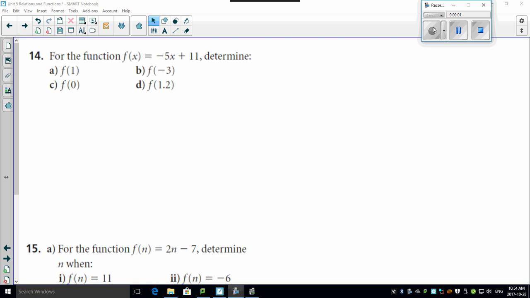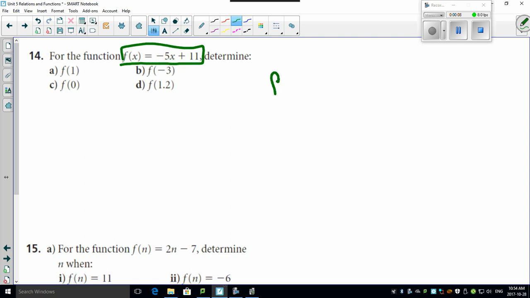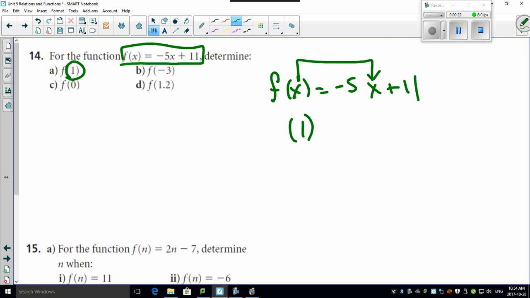Let's look at a bunch of examples using f of x and functional notation. Here's my function: f of x equals negative 5x plus 11. Look what I'm going to do. I'm going to substitute for the x, I'm going to put in a 1. So notice there's the x's right here, but now I'm going to put in a 1. Where there's an x, I'm going to change that to 1.